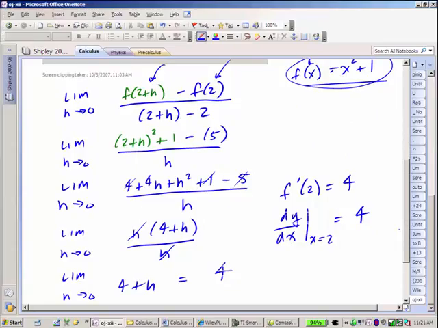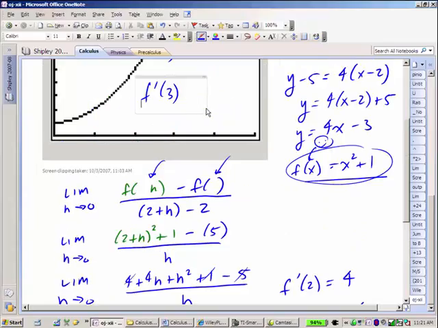Shelley, was that a hand in the air or no? No, sorry. You're allowed to scratch. Scratching's good. Chris, what's going to change if I want the slope at 3? No, I'm alright.